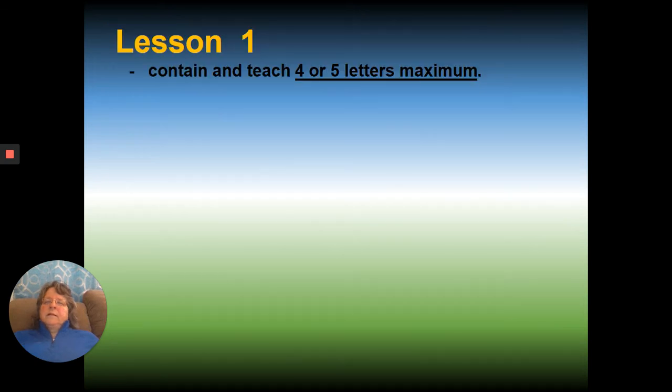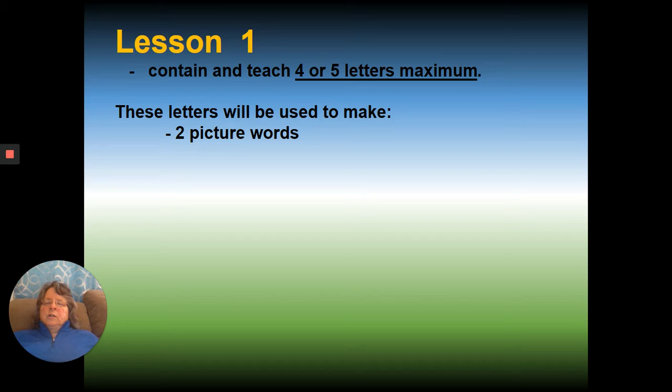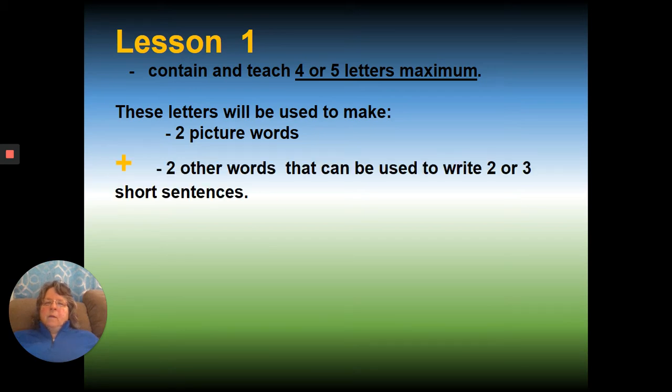So for lesson one, because we have no information at this point, we're going to take from our letter frequency count the top four or five. We want to take a total of four or five letters in the first lesson. And out of these four or five letters, we will use them to make the two picture words plus one or two other words that can be used to write two or three short sentences for lesson one.